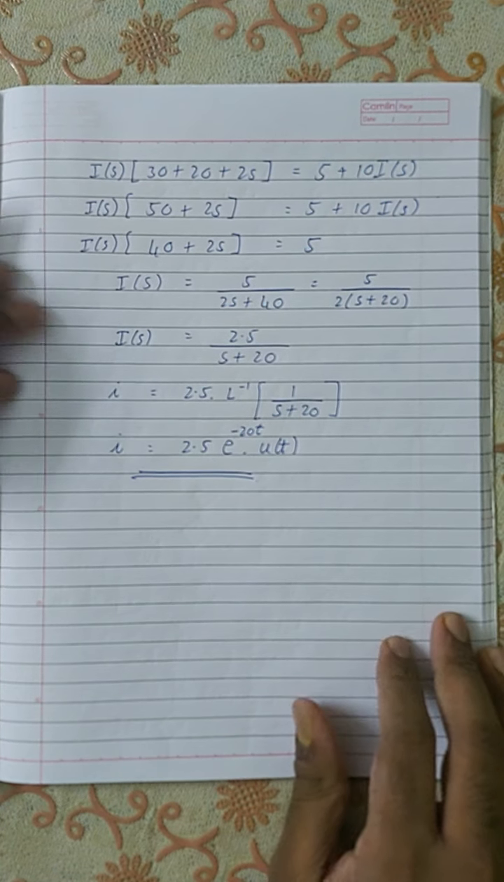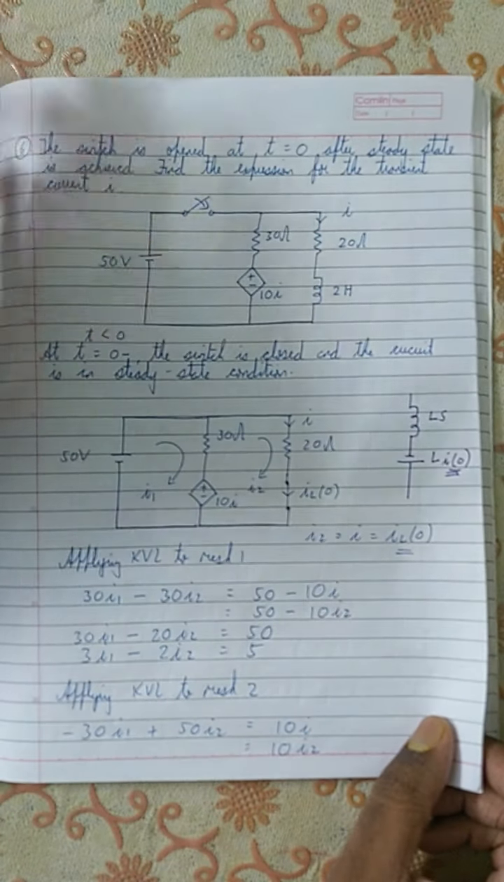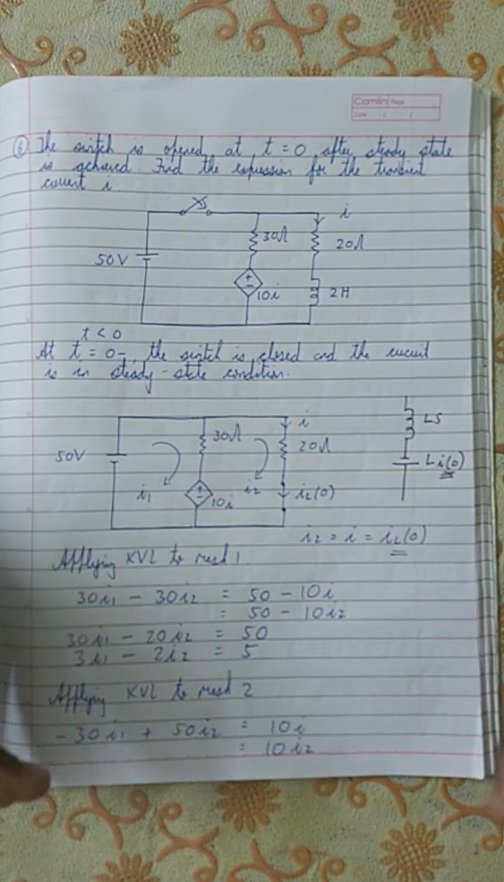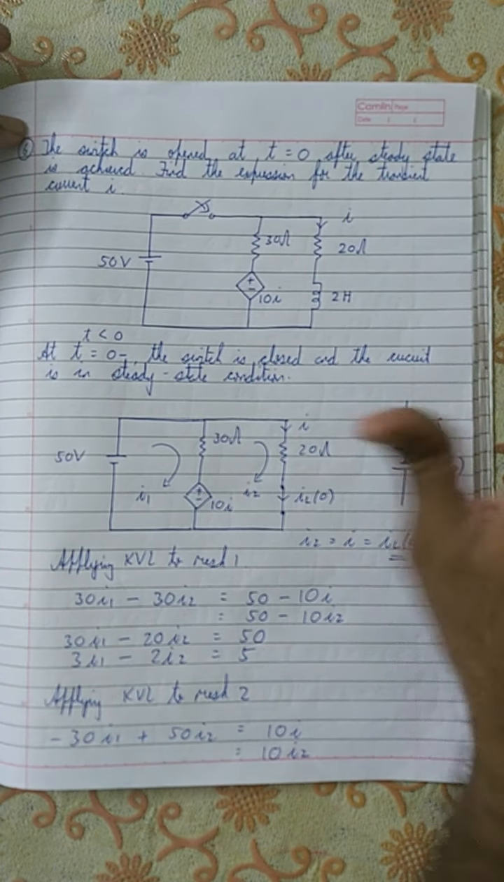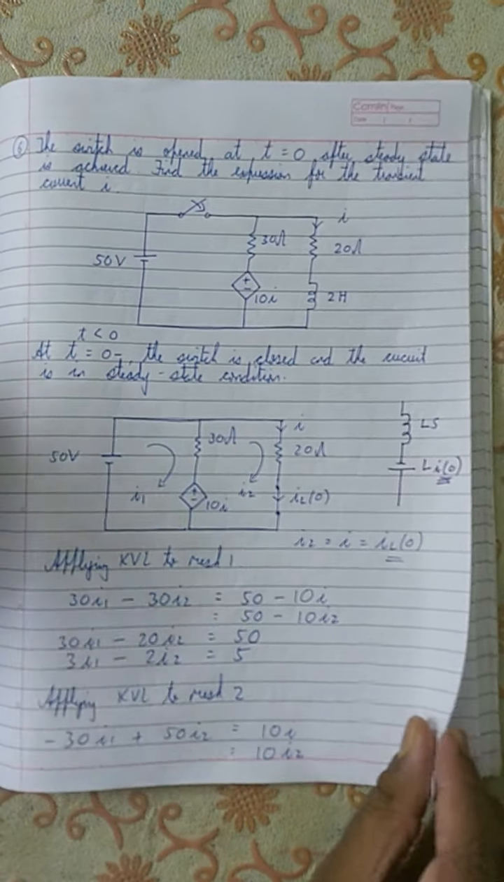This is how we do this problem. Very straightforward. The only difference is that there is a dependent source. That's all. Even if there is a dependent source, it doesn't matter. You are doing this problem exactly the way it was supposed to be done. There's no change because of the dependent source. So this is how we do the problem.